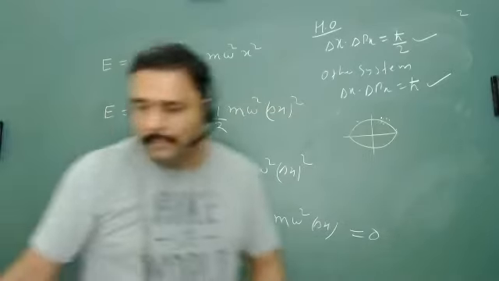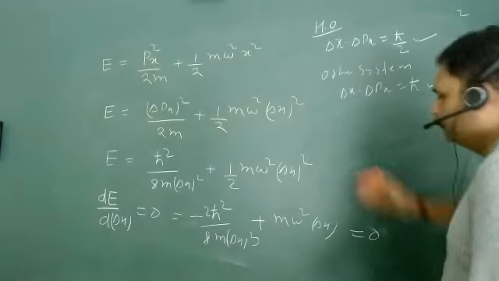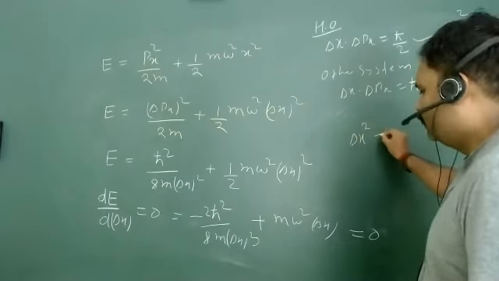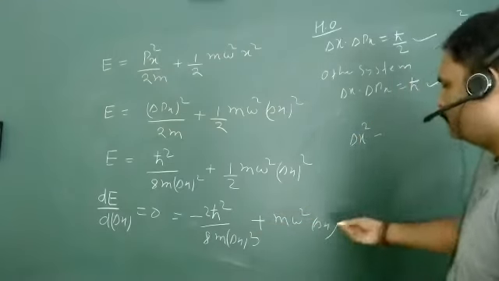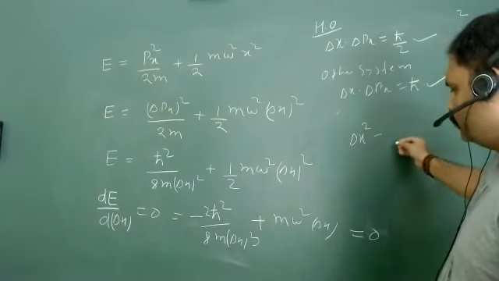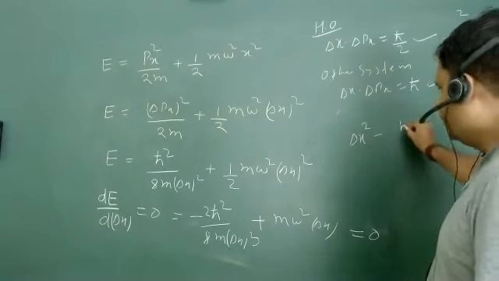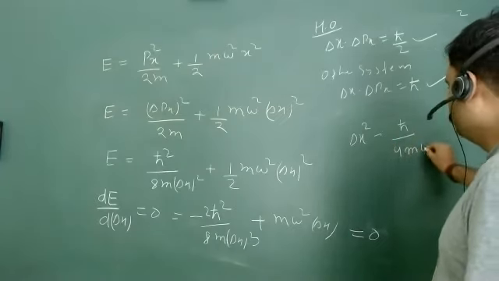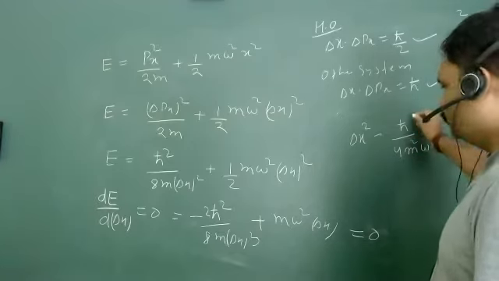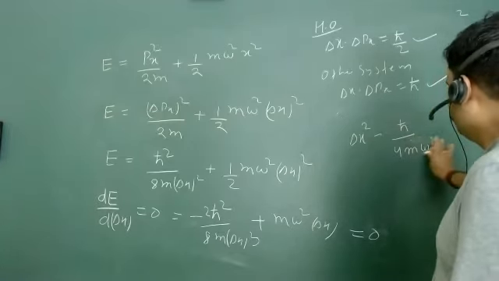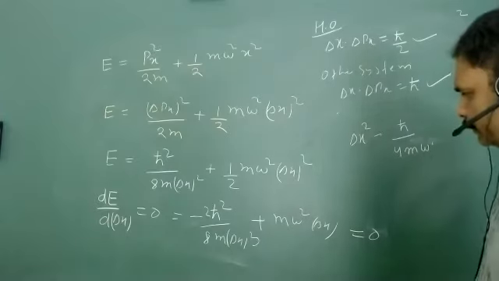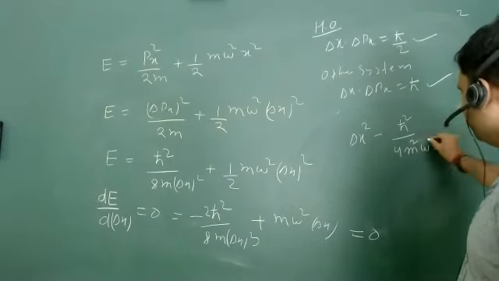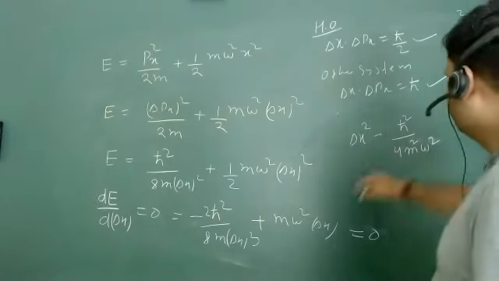And now at the next level we are getting this thing. I think delta x to the power 4, but I am taking delta x square. So delta x square is equal to h cut upon 4m square omega. Sorry, this is h cut square upon 4 m square omega square.